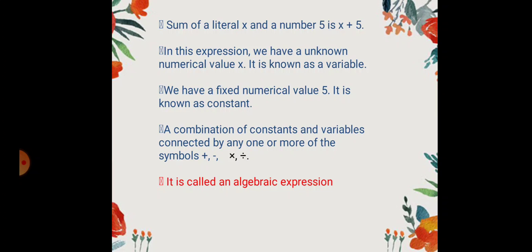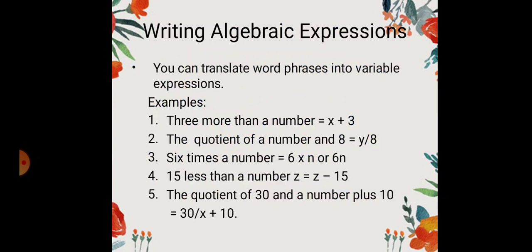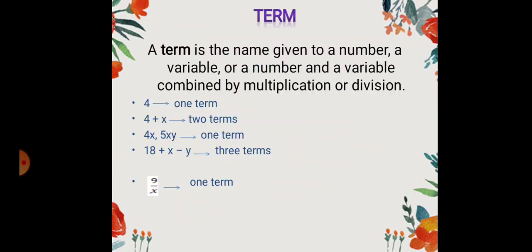Now let us see a few more examples for the same. 3 more than a number, so x plus 3. 6 times a number, so 6 into n, 6n. These are a few more examples of algebraic expressions. So an algebraic expression is nothing but a combination of variables and constants, and it can be connected by any of the basic operations.